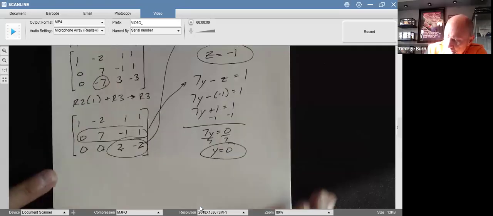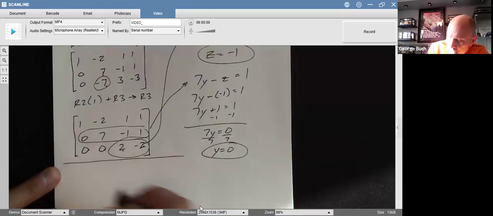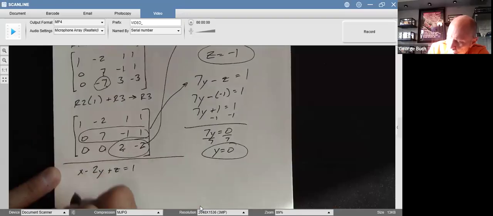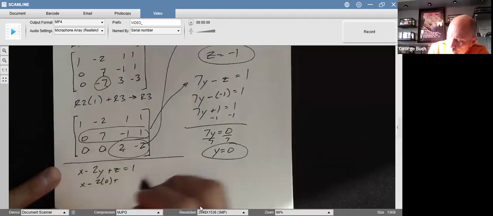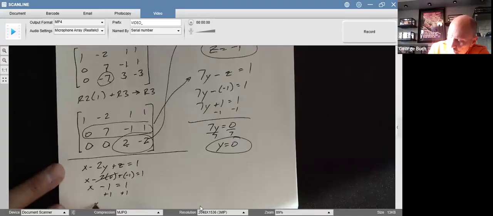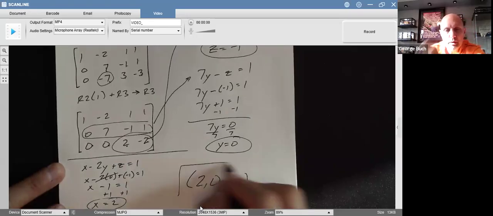And last but not least, use the first row. I'm going to do it over here because I'm running out of room at the paper here. So x minus 2y plus z is 1. So x minus 2 times 0 plus z, which is negative 1, is 1. So x, negative 2 times 0, 0 is gone. Minus 1 is 1. Add 1 to both sides. X is equal to 2. So your answer as an ordered triple is 2, 0, negative 1.